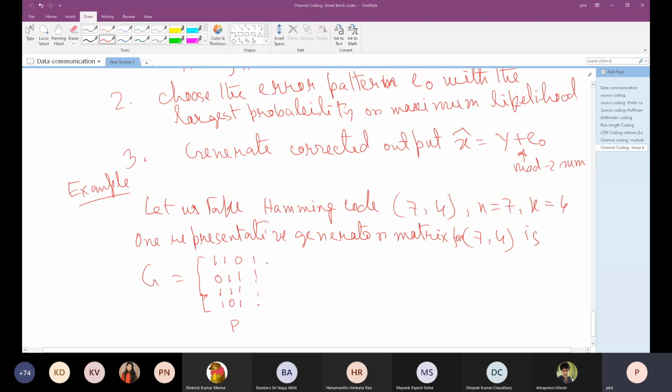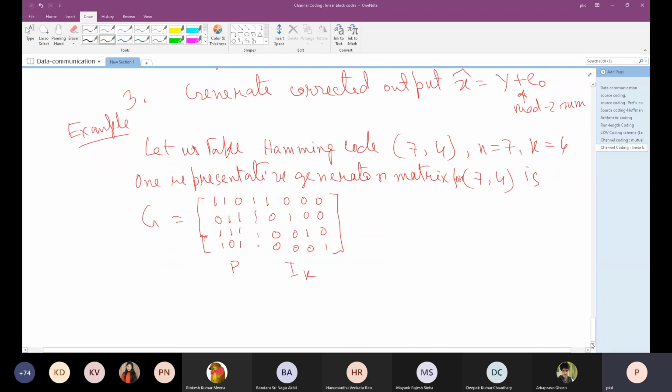and k equal to 4. So there is an identity matrix, this is I_k. So H equal to I_(n minus k), n minus k is 3, and this is P transpose.